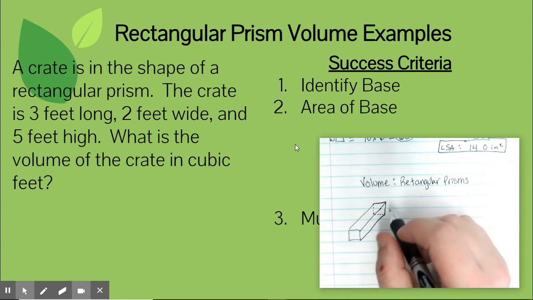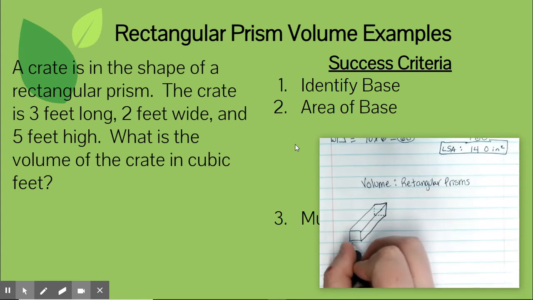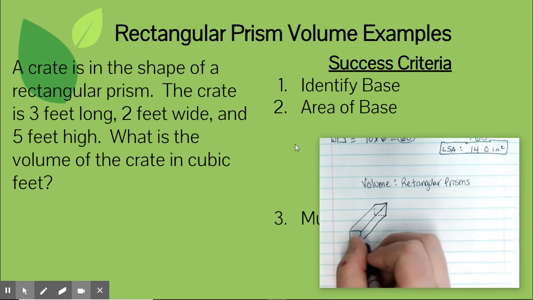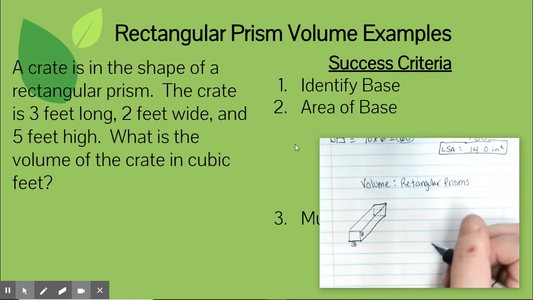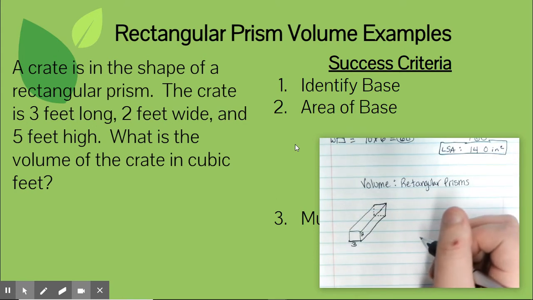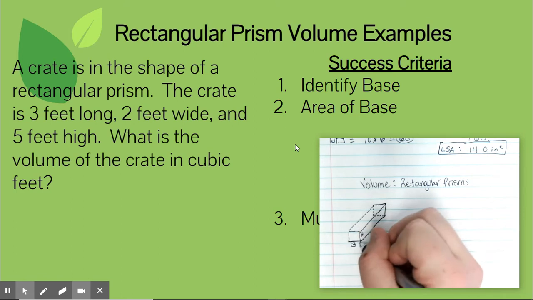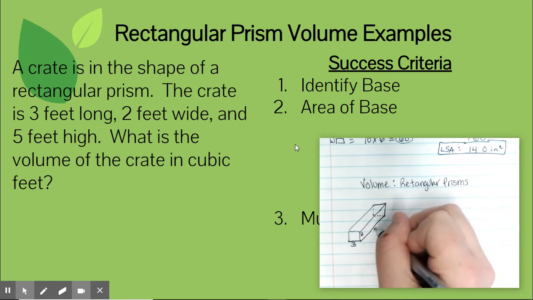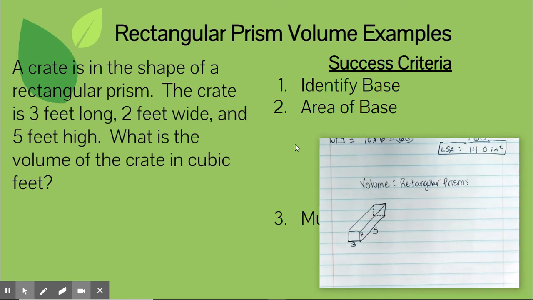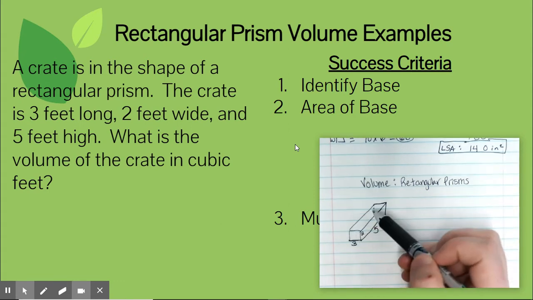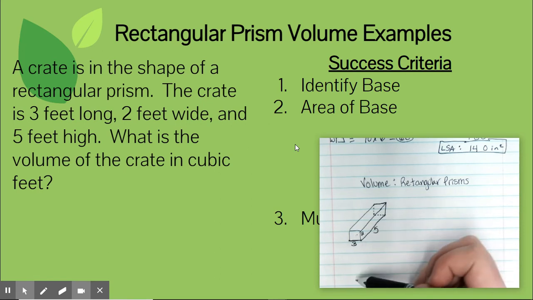It says it's 3 feet long, so that's this length right here, 3 feet long by 2 feet wide. So that is the area of my base. And then 5 feet high. So the height of the rectangular prism is 5. If it says it's the height of the crate or of the prism, that is the distance between the two bases. So this distance between the two bases is going to be 5.